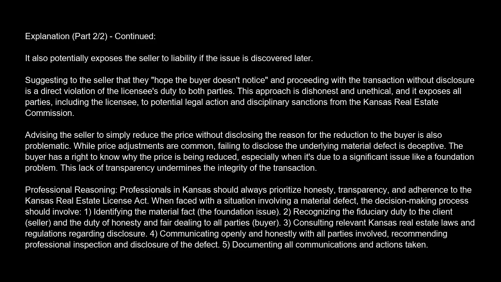Professional reasoning. Professionals in Kansas should always prioritize honesty, transparency, and adherence to the Kansas Real Estate License Act. When faced with a situation involving a material defect, the decision-making process should involve: 1. Identifying the material fact, the foundation issue. 2. Recognizing the fiduciary duty to the client, the seller, and the duty of honesty and fair dealing to all parties, the buyer. 3. Consulting relevant Kansas real estate laws and regulations regarding disclosure. 4. Communicating openly and honestly with all parties involved, recommending professional inspection and disclosure of the defect. 5. Documenting all communications and actions taken.